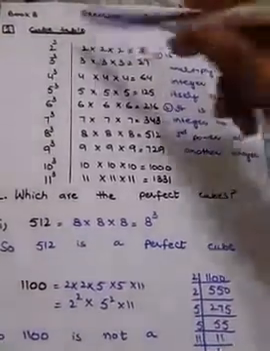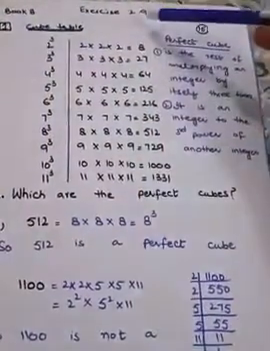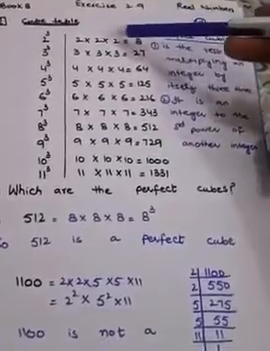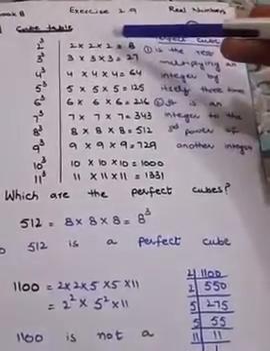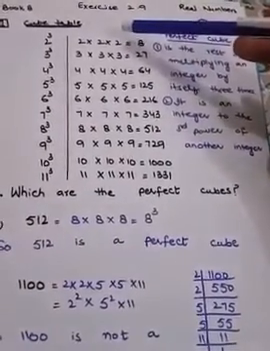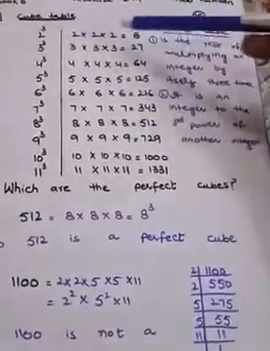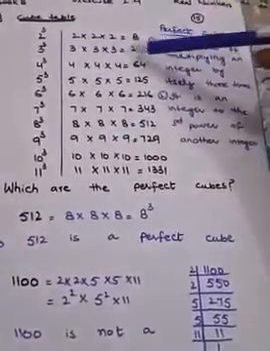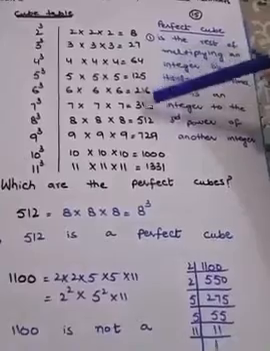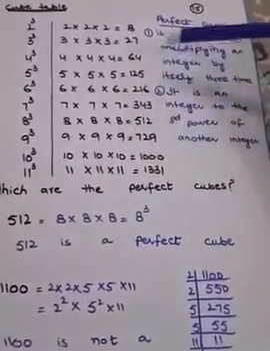Hello students, today I am going to discuss question number 1 of exercise 2.9 with you, and here I have made this cube table. I already gave you this assignment to make a cube table and learn it. 2 cube is 8, 3 cube is 27, and I hope all these numbers are on your fingertips.